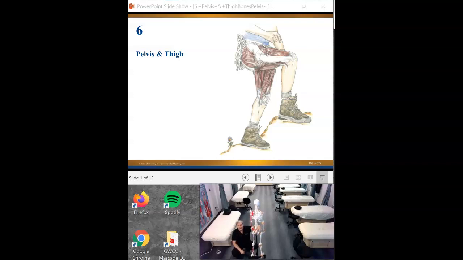It's also how you find the SI joint. If I find your posterior superior iliac spine and I link my fingers right in it, guess where I am? I'm in your sacroiliac joint.